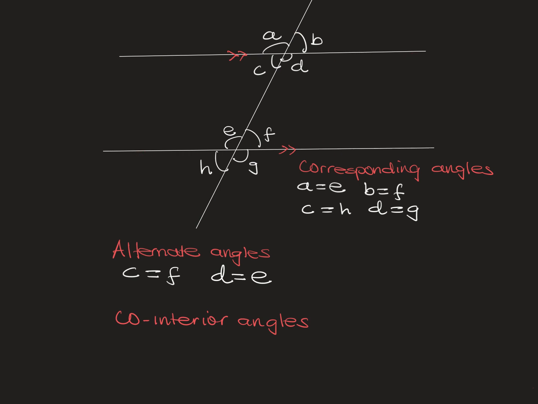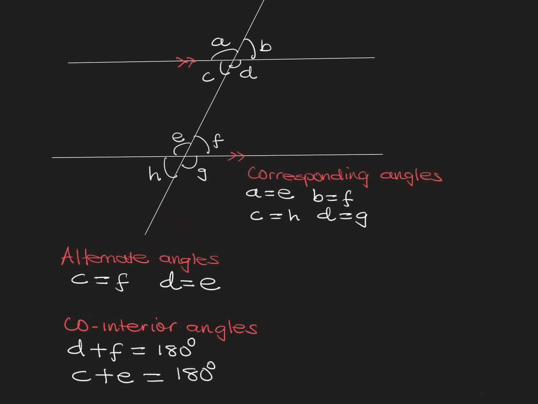These two lines are parallel lines. So for them to be considered as co-interior angles, they have to be on the same side of the transversal, okay, and they are facing each other. So for co-interior angles, the property is that D plus F is equal to 180 degrees. Likewise, C plus E is also equal to 180 degrees. Okay? Then we move to another property called angles on a straight line.